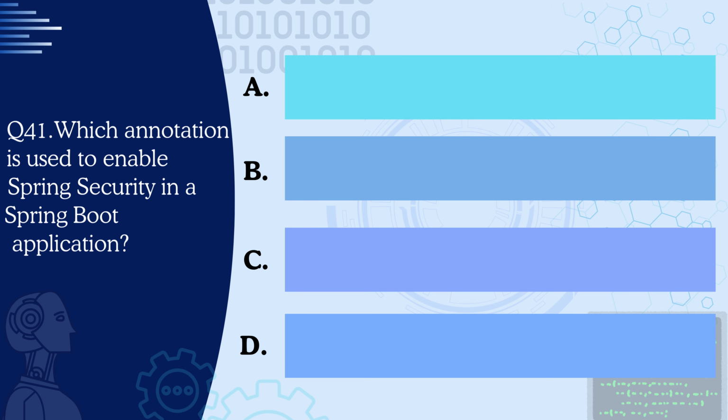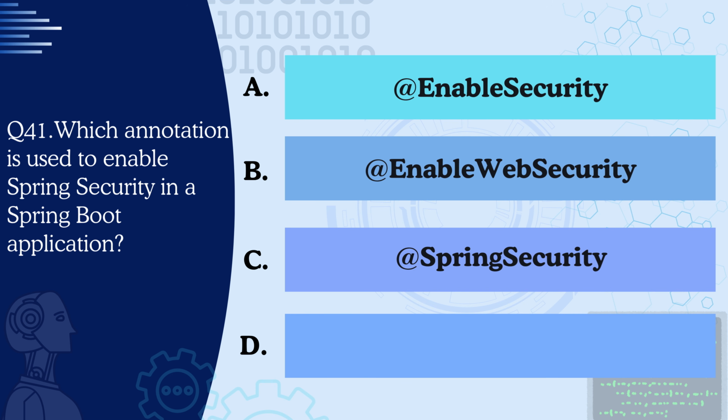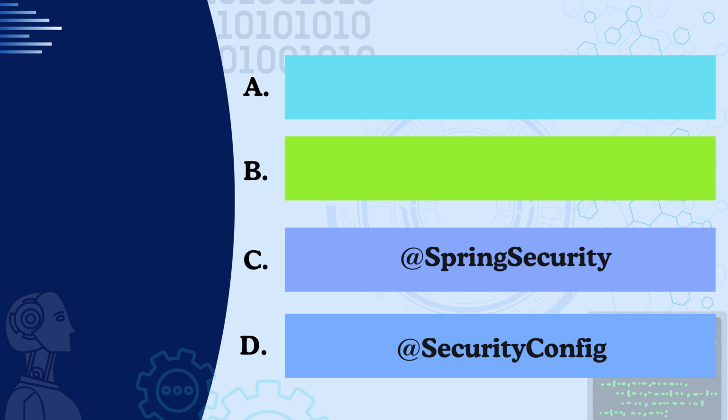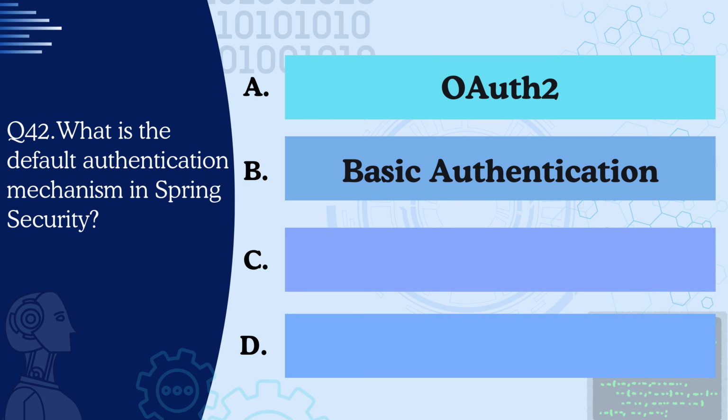Question 41. Which annotation is used to enable Spring security in a Spring Boot application? A. @EnableSecurity. B. @EnableWebSecurity. C. @SpringSecurity. Or D. @SecurityConfig. So the correct answer is B. @EnableWebSecurity. Question 42. What is the default authentication mechanism in Spring security? A. OAuth 2. B. Basic authentication. C. JWT. Or D. LDAP. So the correct answer is B.